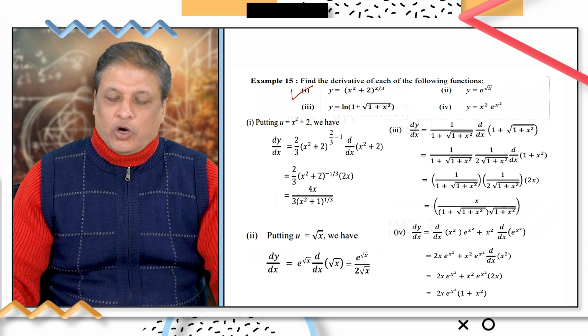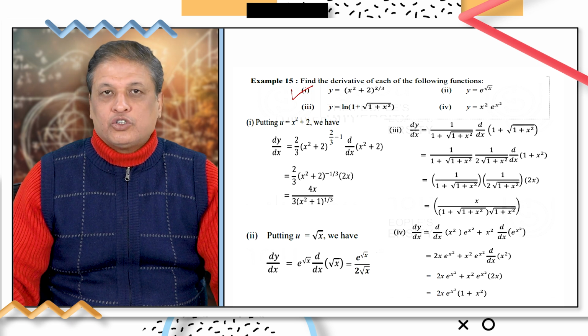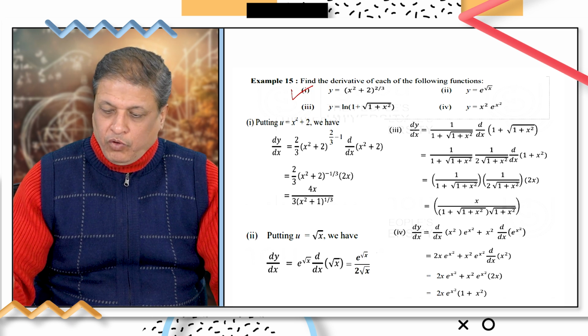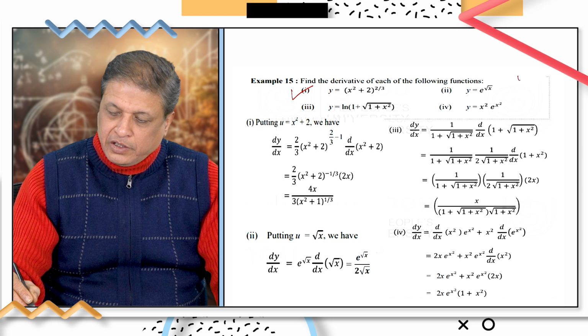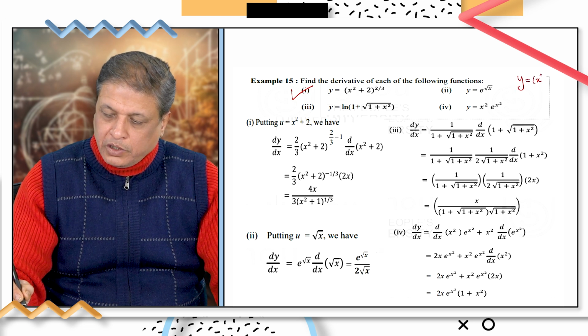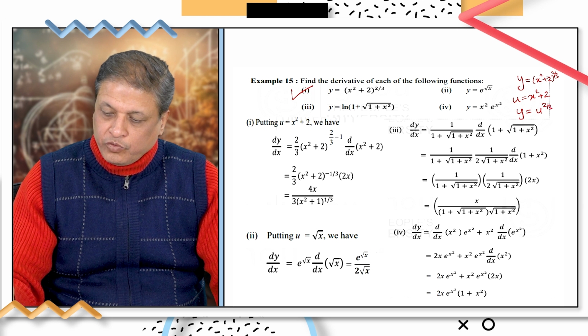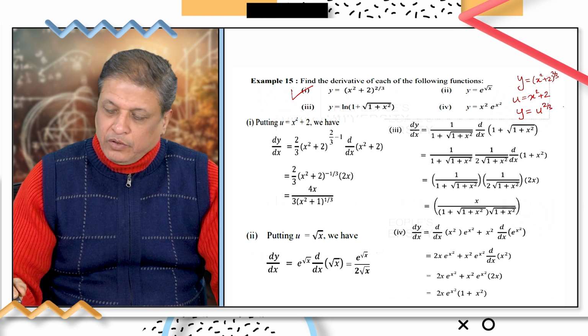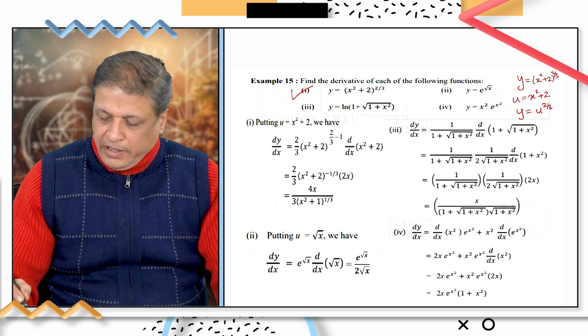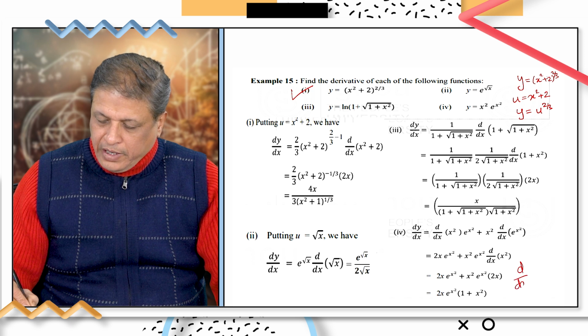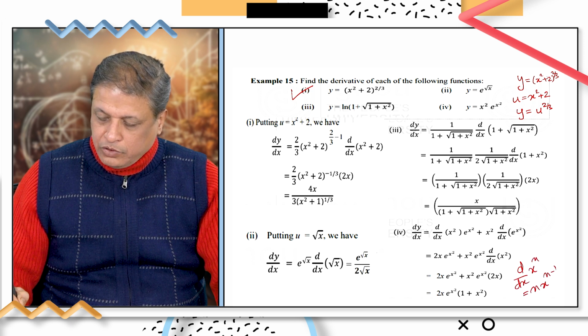You can solve this problem by assuming x square plus 2 as u. What we had done, that y is equal to (x square plus 2) whole to the power 2 by 3. So you can assume u is equal to x square plus 2, and you can say y is equal to u to the power 2 by 3. And then applying the power formula, that d/dx of x to the power n is equal to n x to the power n minus 1.